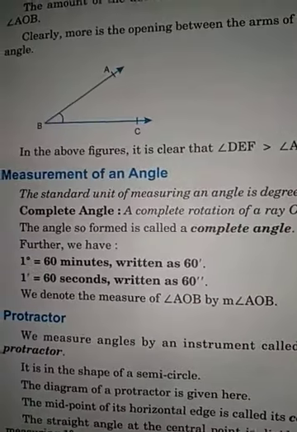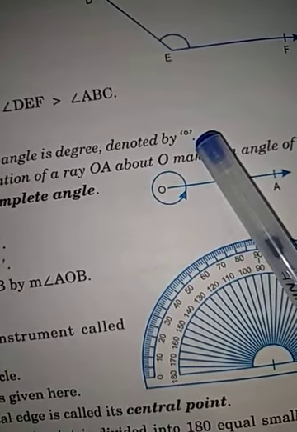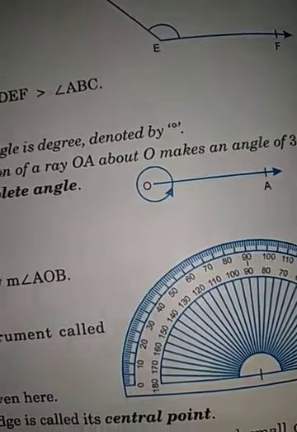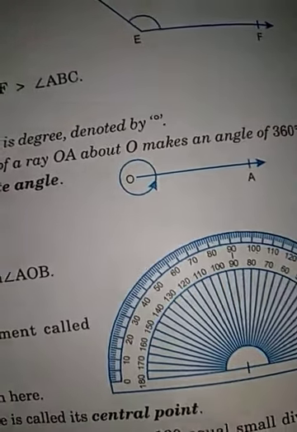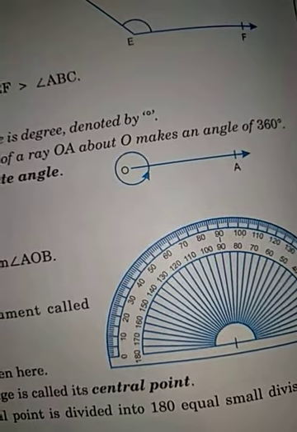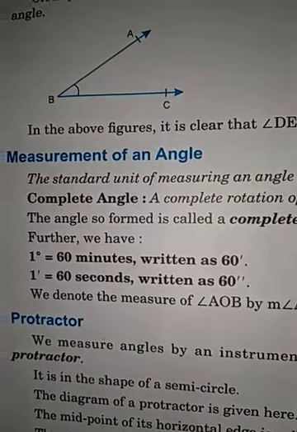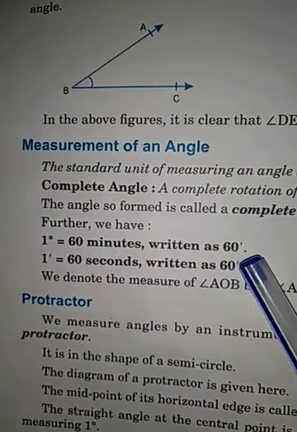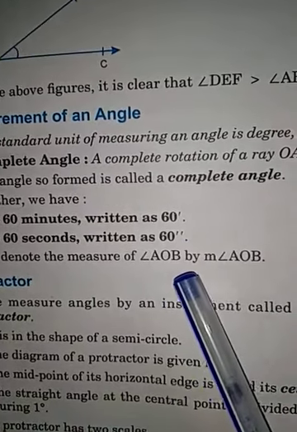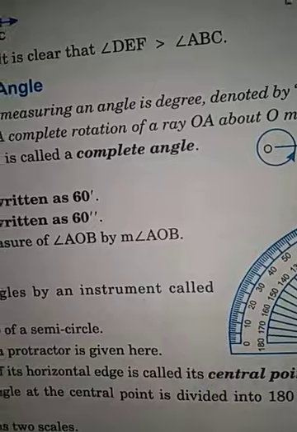Measurement of an angle. The standard unit for measurement of an angle is the degree, which is denoted by this symbol. Complete angle: a complete rotation of a ray OA about O makes an angle of 360 degrees. The angle so formed is called a complete angle. 1 degree is equal to 60 minutes, written symbolically as 60 prime. 1 minute is equal to 60 seconds, symbolically written as 60 double prime. We denote the measure of angle AOB by m angle AOB, which means the measure of angle AOB.